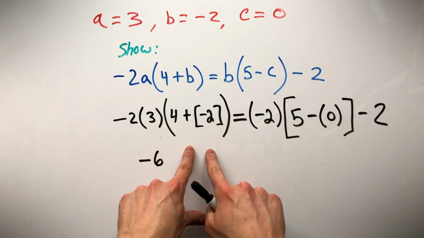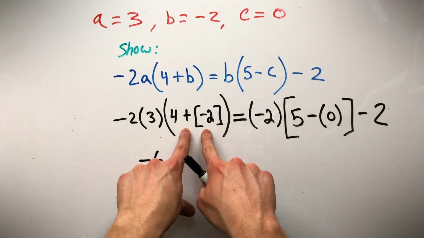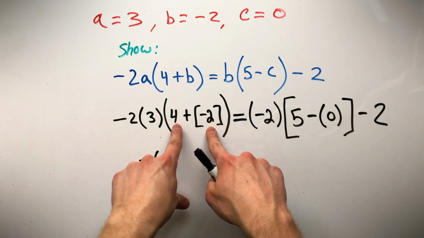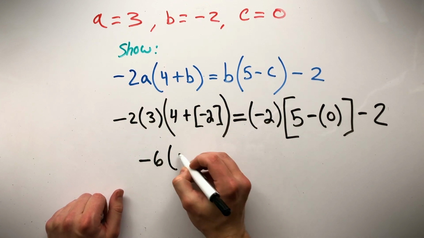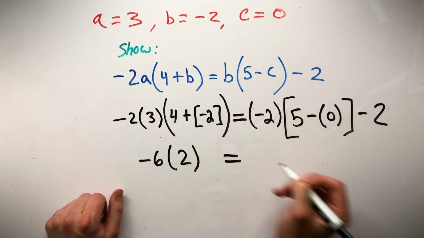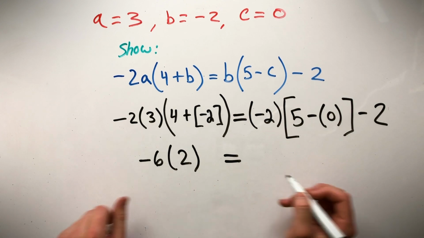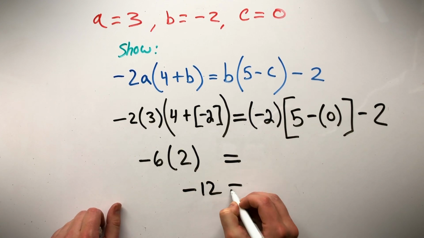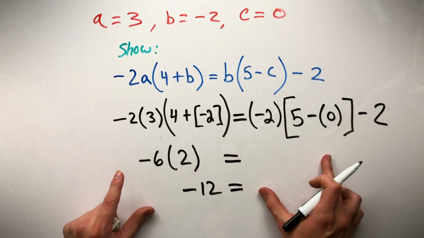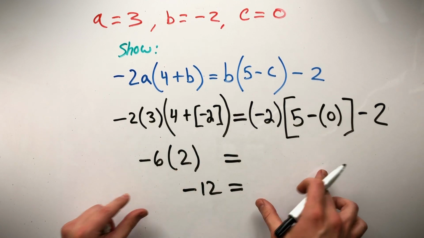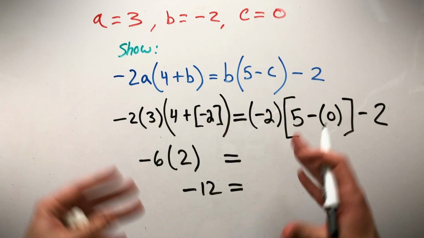And now I could distribute this, but since I know everything inside the parenthesis, I might as well just simplify it, right? 4 plus -2, that's like saying 4 minus 2, which is just 2. Okay, and now -6 times 2 is -12. So if I'm showing that the left side of the expression equals the right side, I better get a -12 over here. And if I don't, that's a good indicator to go back and check my work.